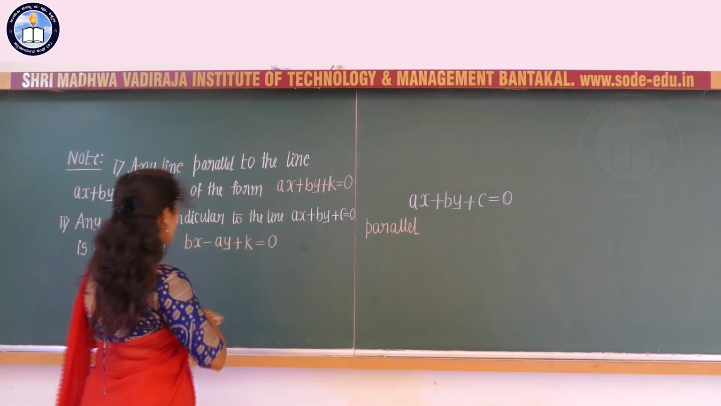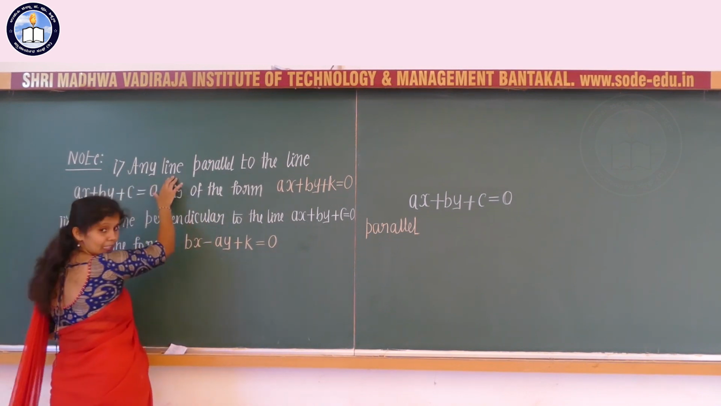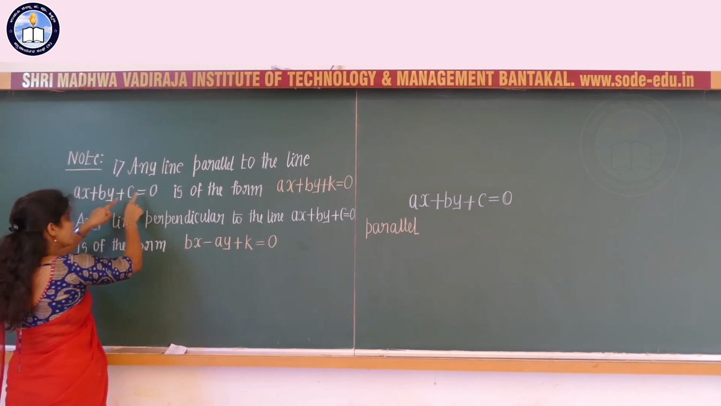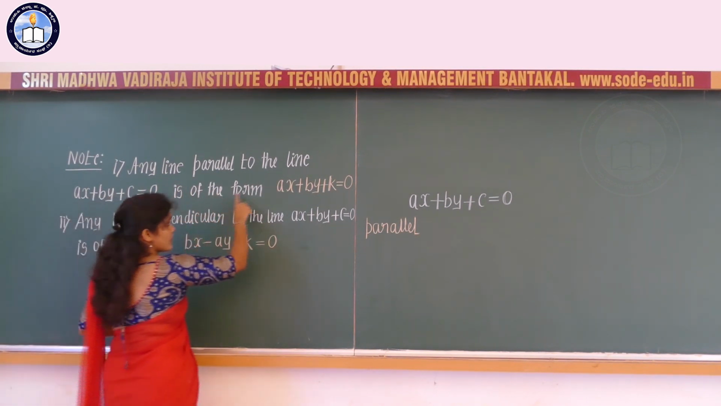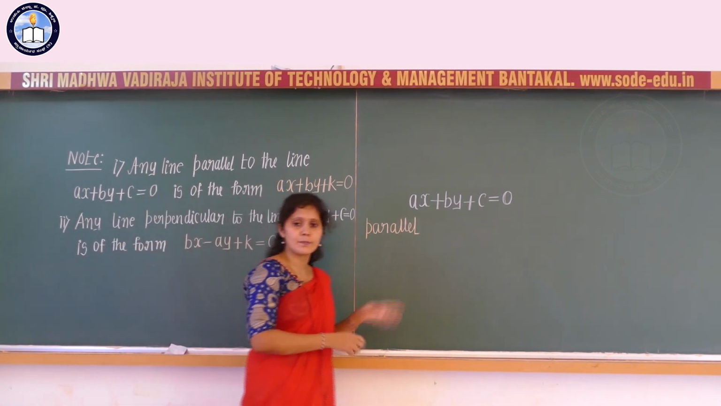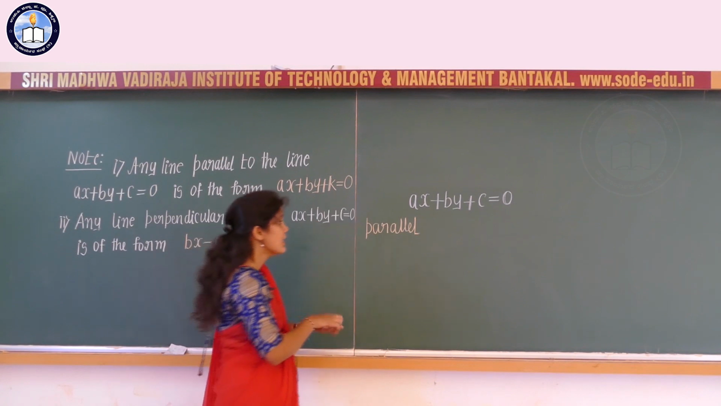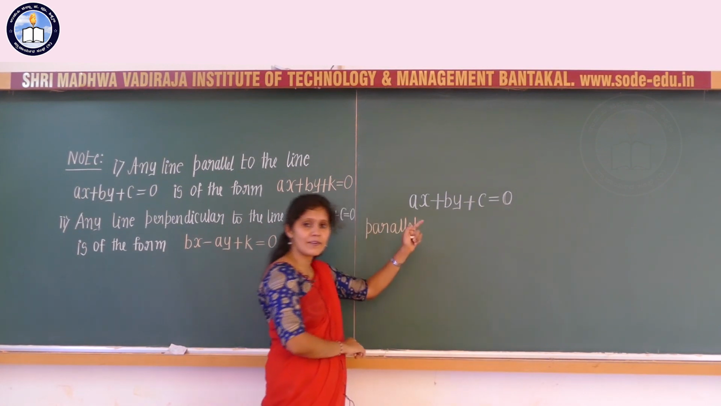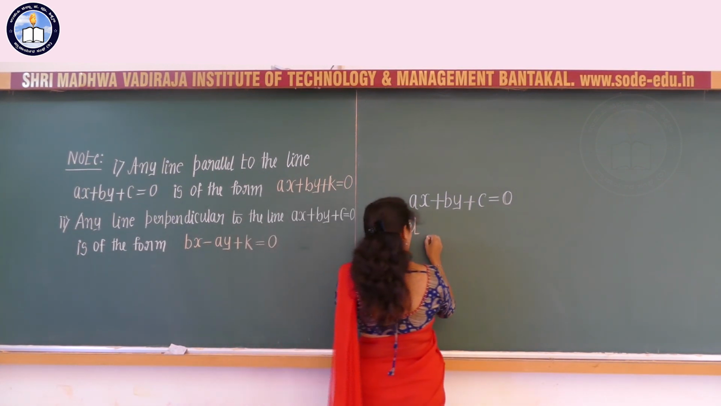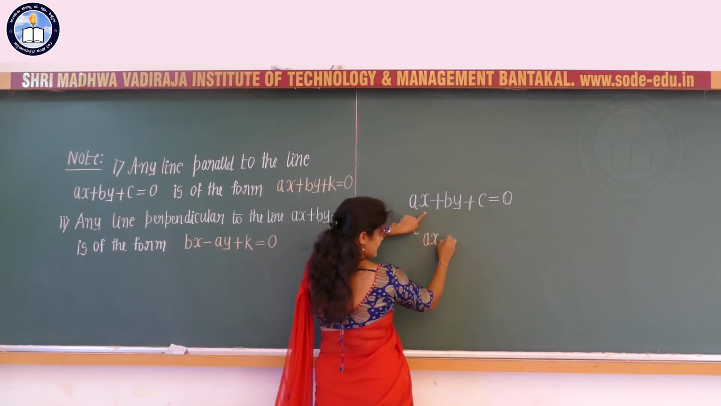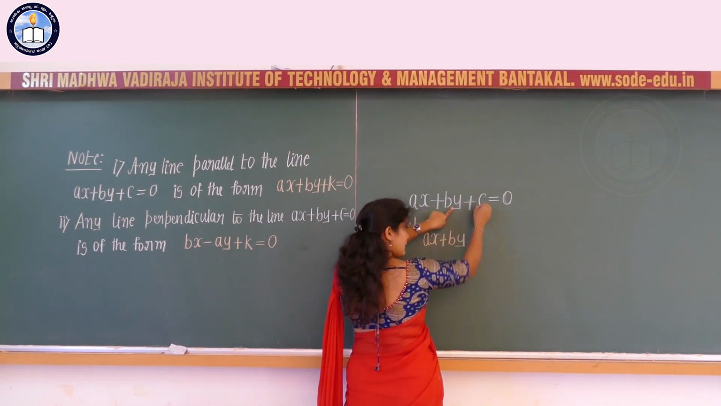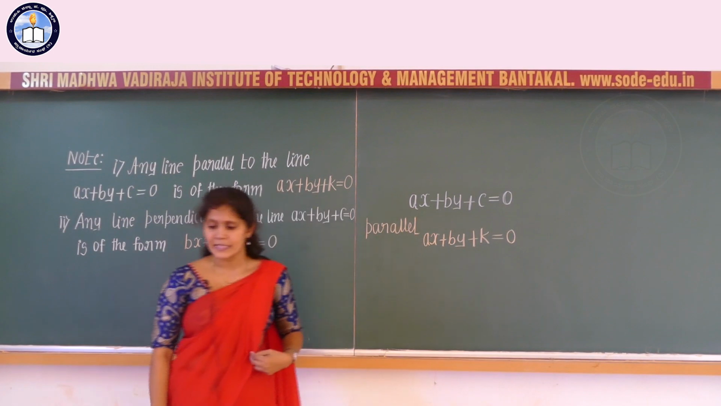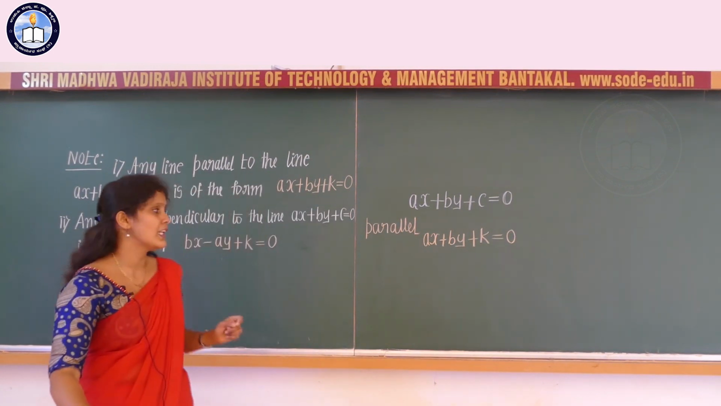In that case we are going to consider this formula: any line which is parallel to the line a into x plus b into y plus c equal to 0 is of the form a into x plus b y plus k equal to 0. That means if any line is parallel to the general form of a line ax plus by plus c equal to 0, then the required equation can be written as a into x plus b into y plus k, where the constant c is replaced by k, where k is a constant. That is nothing but the required equation of the line which is parallel to the given line.